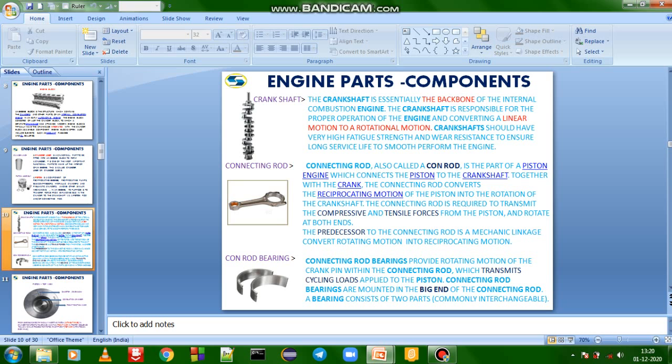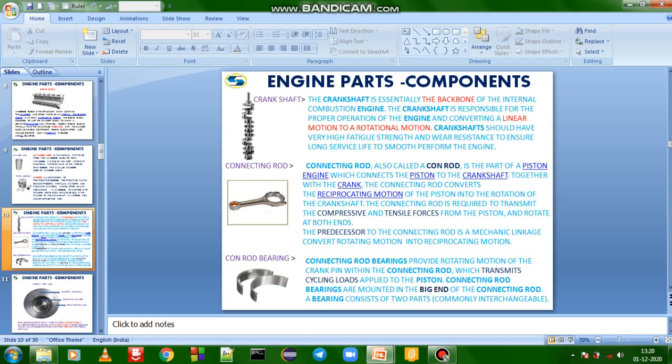Another part is the crankshaft. The crankshaft is essentially the backbone of the internal combustion engine. The crankshaft is responsible for the proper operation of the engine and converting a linear motion to a rotational motion. Crankshaft should have very high fatigue strength and wear resistance to ensure long service life and smooth performance of the engine.